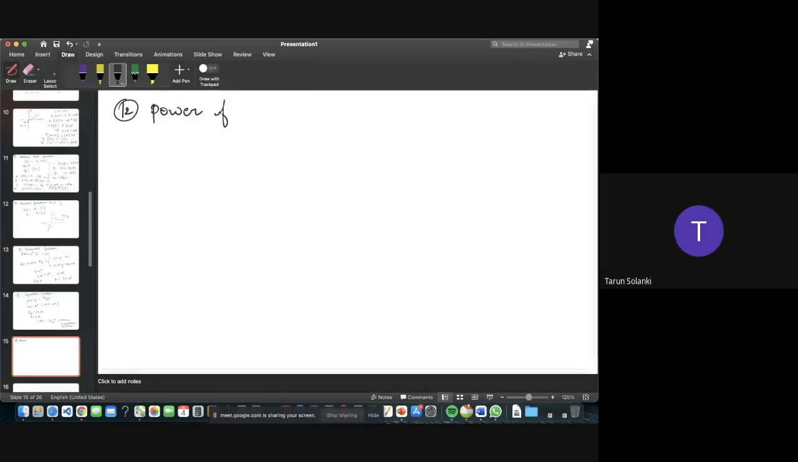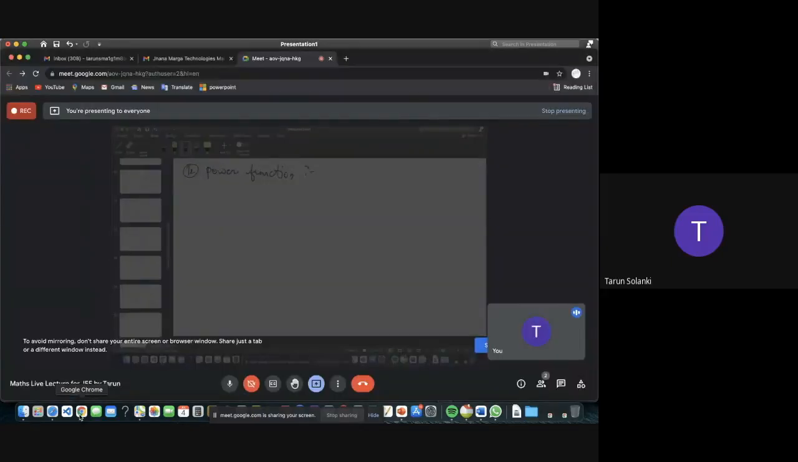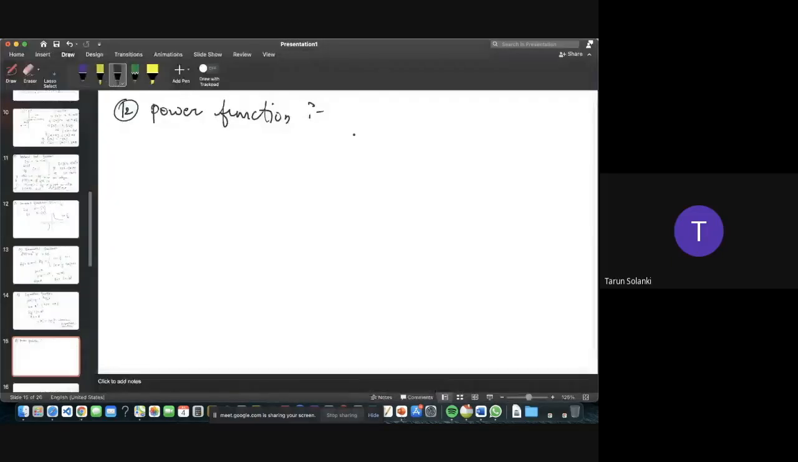Next is the power function. I think the logarithmic function properties you already know. Log properties we already discussed in some lectures, I think. Now, if we are taking the power function, a function from R to R, f(x) is given as x to the power alpha, where alpha belongs to R, is called a power function.